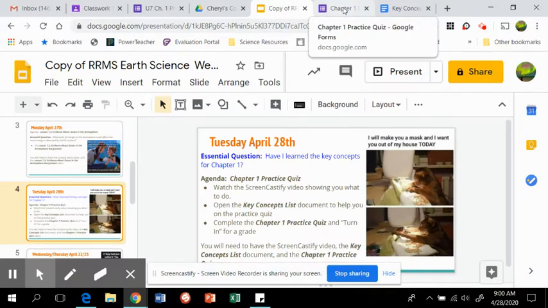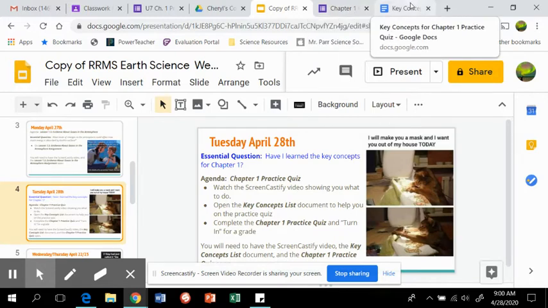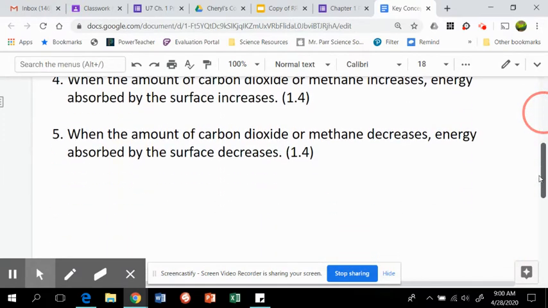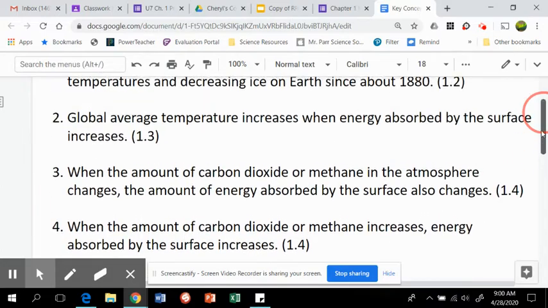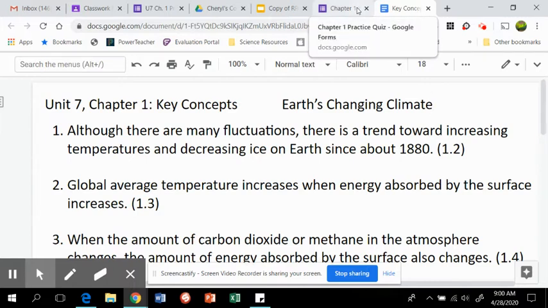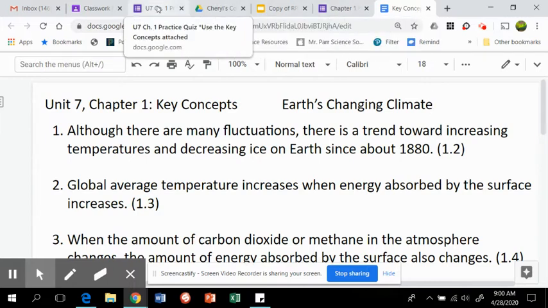All right, so the first thing that you're going to do is open the key concepts that are in this assignment. And your key concepts look like this. You can use these key concepts during the quiz. You may use these during the quiz to help you get the correct answers. You're also going to open your quiz.